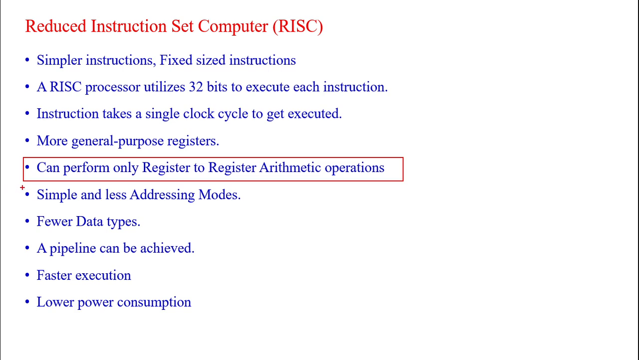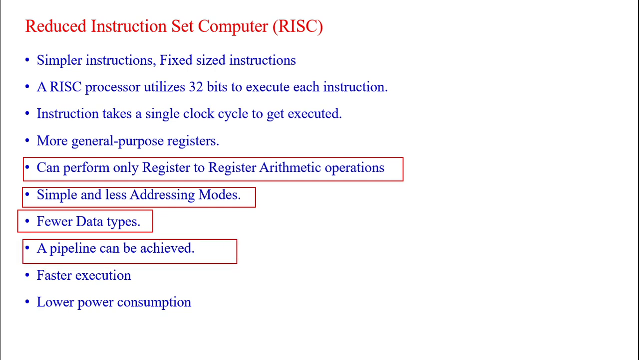Next point, RISC has simple and fewer addressing modes, very straightforward, like direct, indirect, immediate, register to register, and fewer data types. Pipelining can be achieved very easily in RISC processors, but in case of CISC processors it is difficult to achieve pipelining, so we have to build additional hardware to achieve it.